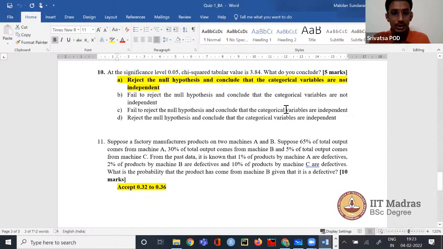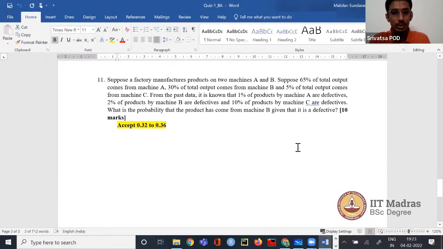And the final question again is the Bayes rule application. This was again discussed earlier, where you had 3 machines and the percentage of defectives coming from each of these machines. The question here is to find the probability that the product has come from a certain machine B, given that it is defective. And you will obtain an answer from 0.32 to 0.36 in this case. So if you have any doubts or questions here, you can let us know now.